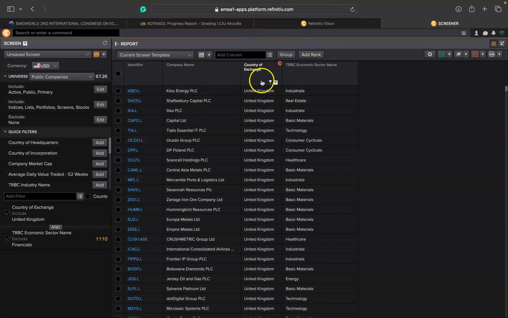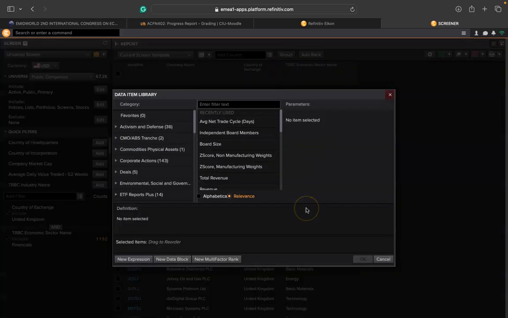Now, in order to download the data, you can just type in over here, but because we are going to get more data in this case, we can click to launch the data item library. Now this is the data item library. It's grouped under different headings, and these are the recently used ones. Also, you can write a new expression, new data block, and new multi-factor rank. I'm not going to be interested in that.